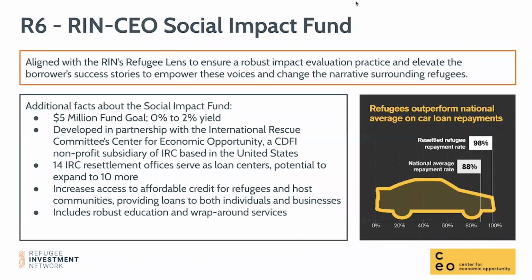R6 is the last category. And we'll talk more about this on the coming slides, but on this example here, this is a really interesting project that comes out of the IRC. It's called the Center for Economic Opportunity. It has been an office within IRC, US based, of course, and doing some really interesting work, collecting very good data, some of which we use in our work. You can see an example of that with a little image of the car there.